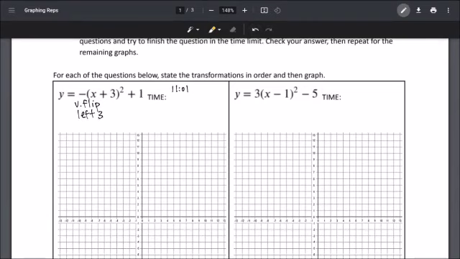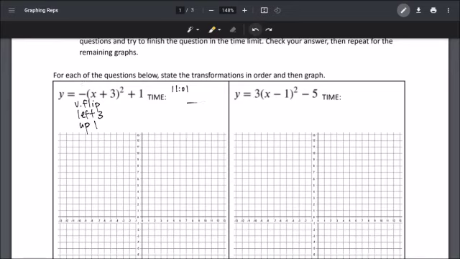And we're going up 1. Okay, and so those are my transformations in order. Done. So we're going from left to right, 1, 2, 3, and writing them in that order. Okay, if you don't remember what those are, you got to go back and review it. And then we're going to draw the parent function.